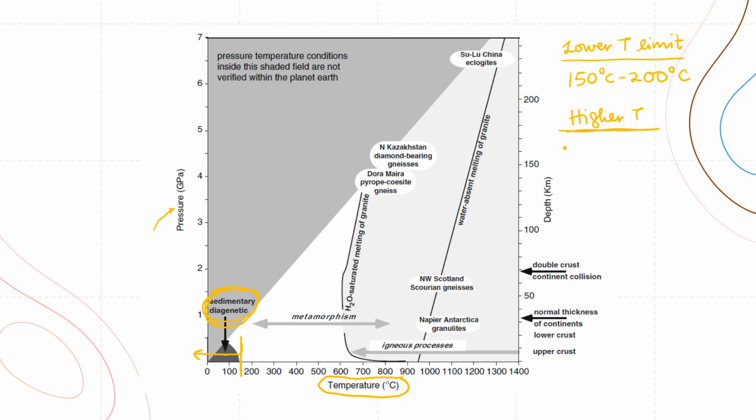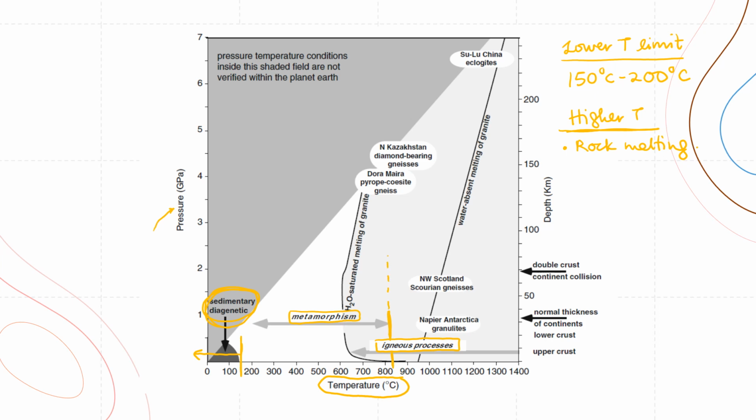And we talked about how the higher temperature limit would lie in the region where rock melting happened. And this would depend on the rock. So if we look here on the bottom, we have two processes mentioned. So we have metamorphism and igneous processes. So we can see here that the upper limit of metamorphism actually falls somewhat inside the igneous processes region.